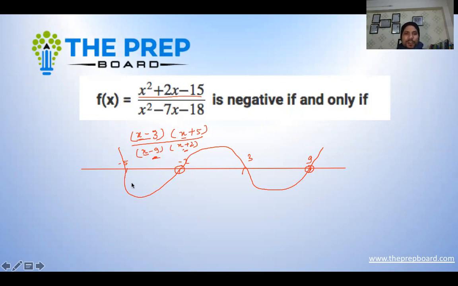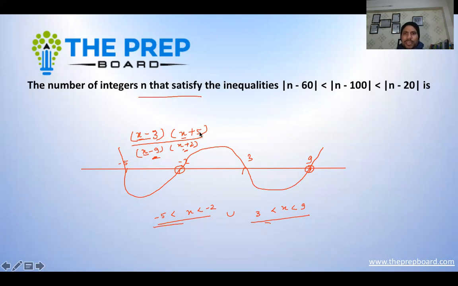Okay, now we know the range: x should be greater than minus 5 and less than minus 2, and similarly x is greater than 3 and less than 9. This is the range of x for which this function is less than 0. I hope this is clear to all. So actually the questions in examinations are quite easy.